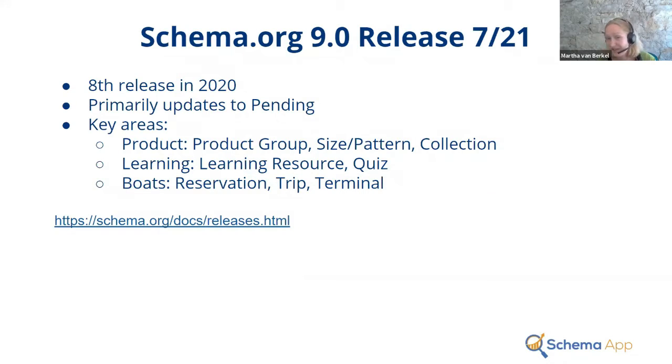All right, one of the first things in news, we saw schema.org 9.0 released on July 21st. This is the 8th release of schema.org in 2020, which is by far the year with the most releases we've seen.